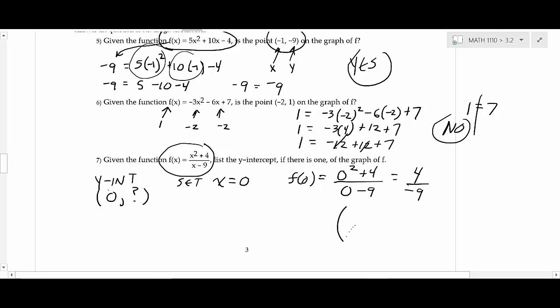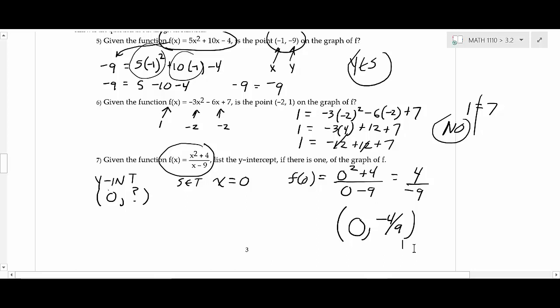So that means the y-intercept is (0, -4/9). That's how you always find y-intercepts. Now, there are times when you might not have a y-intercept. I mean, there's lots of functions that don't have a y-intercept, but that would be where it crosses the y-axis, okay? That's how you always compute that. All right, everybody with me and everything okay?